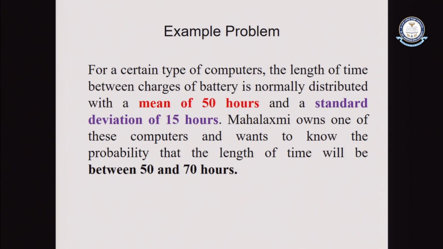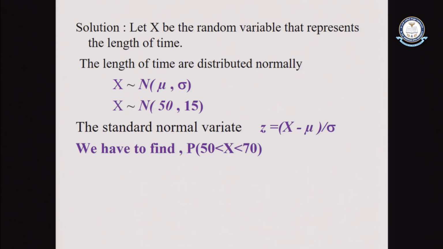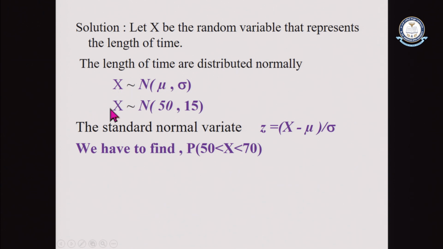So now the same thing. Let x be a continuous random variable that represents the length of time. The length of time is already assumed to be normally distributed, so x follows a normal distribution N(mu, sigma squared). The mean value is already given to us as 50 and the standard deviation is 15. The standard normal variate formula we already know: Z is equal to x minus mu by sigma.